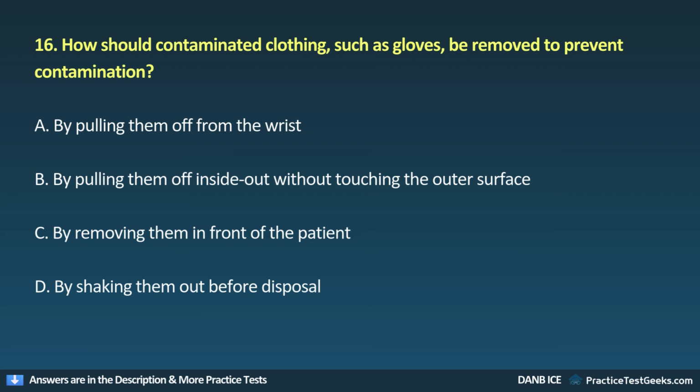16. How should contaminated clothing such as gloves be removed to prevent contamination? A. By pulling them off from the wrist. B. By pulling them off inside out without touching the outer surface. C. By removing them in front of the patient. D. By shaking them out before disposal.